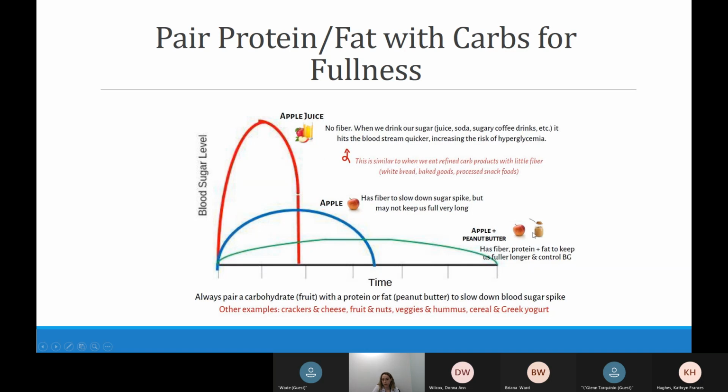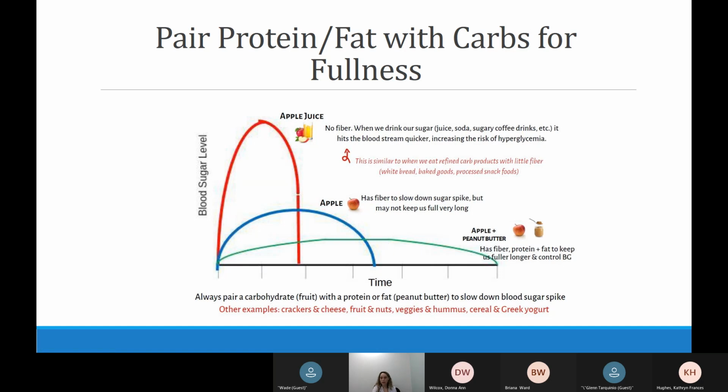Pairing it out with a protein or a healthy fat, as indicated by the peanut butter, is going to hold us over longer and make us feel fuller longer, but also we're more likely to burn it off and give our body more time to burn it off. And your body's releasing less insulin to have to get that sugar down. So it's also better for lowering your blood sugars over time.